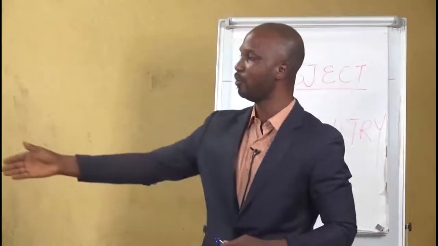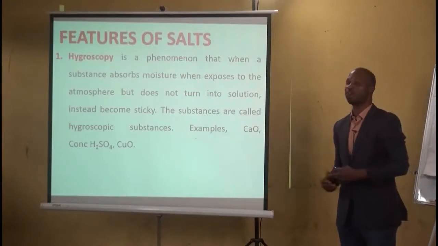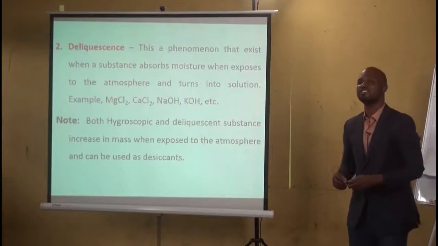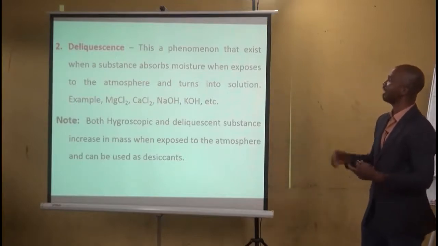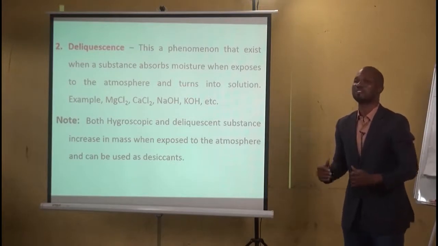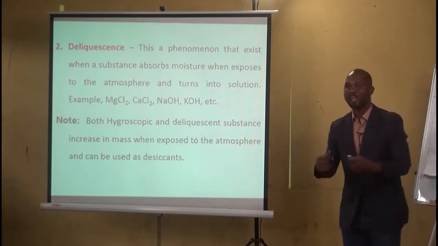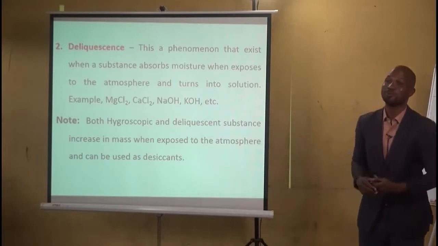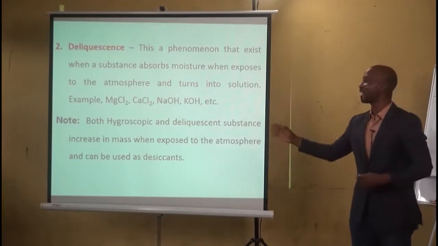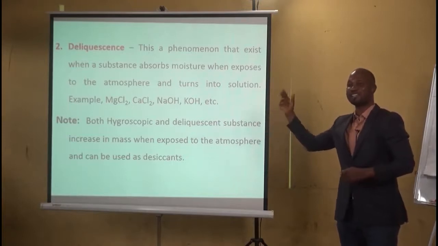You can see example is calcium oxide, concentrated tetraoxosulfate 6 acid, and copper oxide. The next one is deliquescent. Deliquescent is slightly different because it's a phenomenon that exists when a substance absorbs moisture from the atmosphere and turns into solution. Now, examples are magnesium chloride, calcium chloride, sodium hydroxide, potassium hydroxide, etc.